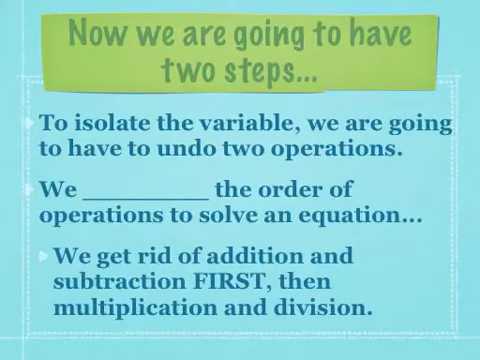Now we're going to have to use two steps instead of just one step to isolate the variable. So to isolate the variable, we're going to have to undo two operations. The order in which we undo these operations, we are going to reverse the order of operations to solve an equation, which means, generally speaking, in most cases. Now there are sometimes that this is not true, but most times we're going to get rid of addition or subtraction first, and then we're going to get rid of multiplication and division.